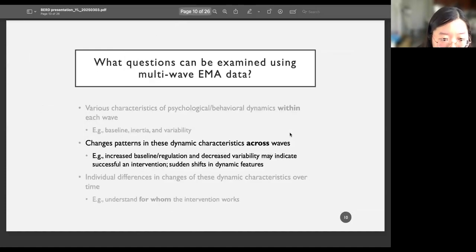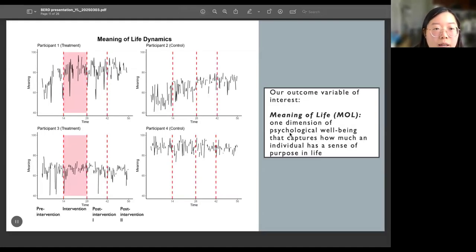Okay, I think we can go to next. Besides the three interesting dynamic features we want to look at, because we have multiple wave data, we can also investigate the change patterns in these dynamic features across waves. For instance, there may be some increase in the baseline or regulation level or decrease in the variance level. And all these are indicators of a successful intervention. There may also be some sudden shifts in the dynamic features. And in the following plot, I'll describe these different types of changes in detail.